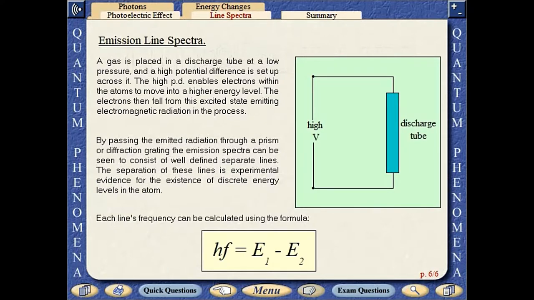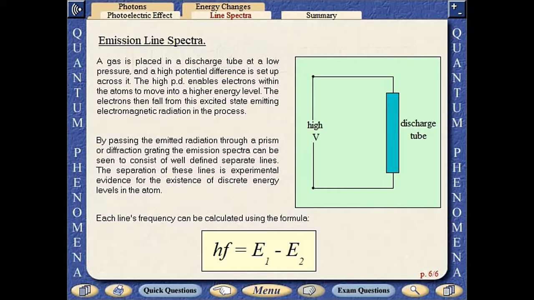A gas is placed in a discharge tube at a low pressure, and a high potential difference is set up across it. The high potential difference enables atoms to move into a higher energy level. The atoms then fall from this excited state, emitting electromagnetic radiation in the process.